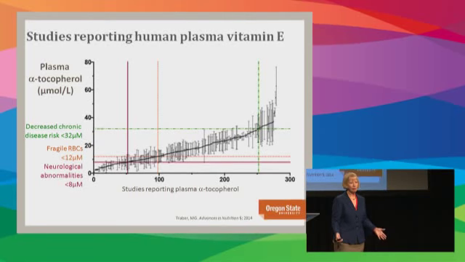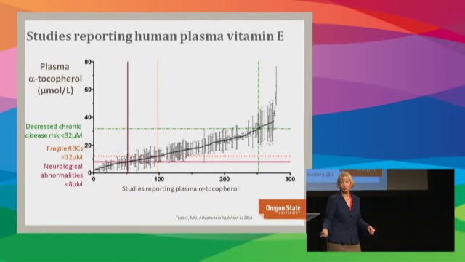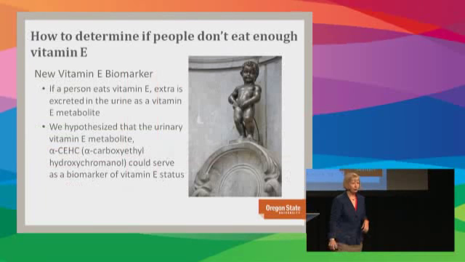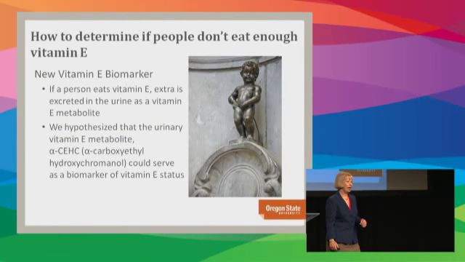We have the problem that someplace between 20 and 30 is considered adequate amounts of vitamin E in the plasma. But what about those people between 12 and 20? That seems kind of iffy. So we need a better marker. And so one of the things we've proposed is to look for a new biomarker of vitamin E, and that is to look in the urine.